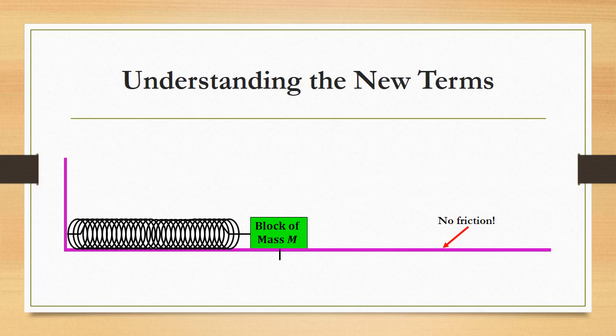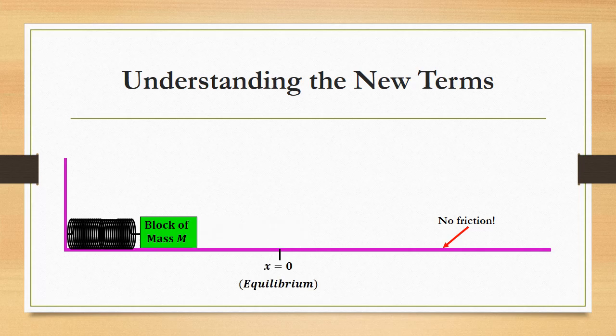And because we haven't stretched or compressed the spring, there is no motion. That means the spring is sort of at its natural favorite distance, which we call equilibrium. So right here, we'll say is x equals 0, or its equilibrium position. Then I'm going to compress the spring some distance to the left, d. Okay, now we have a compressed spring. The block has moved some distance d to the left.